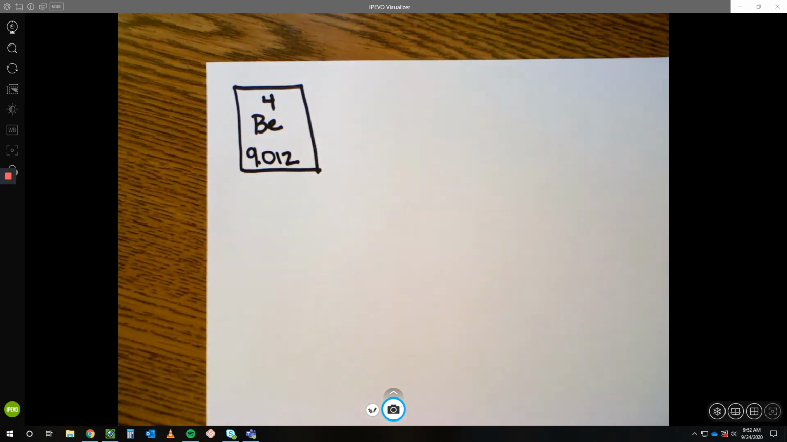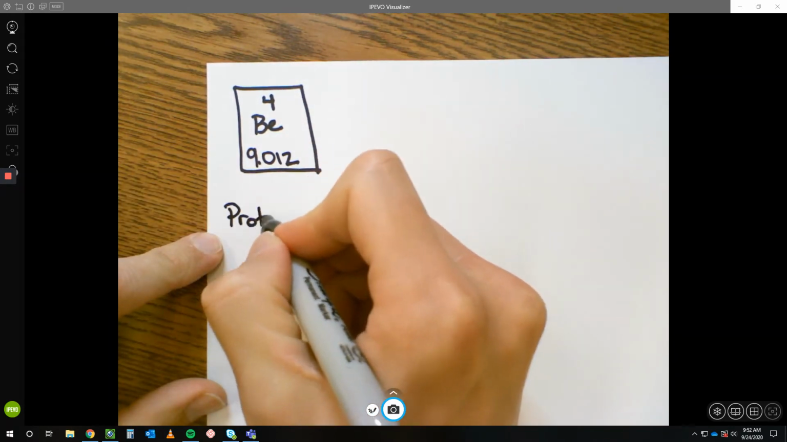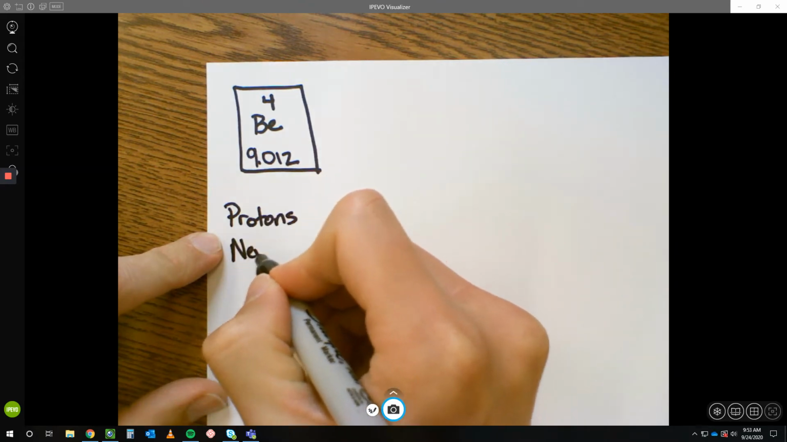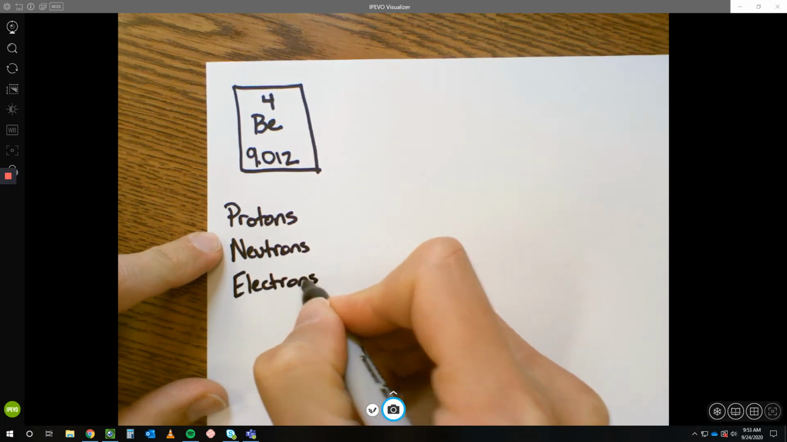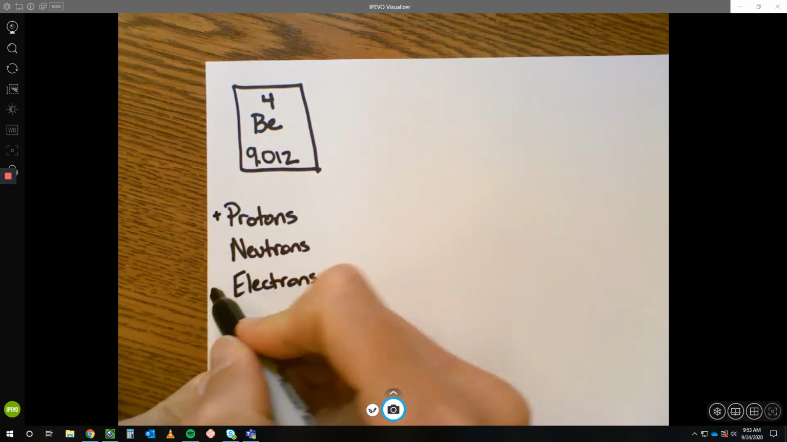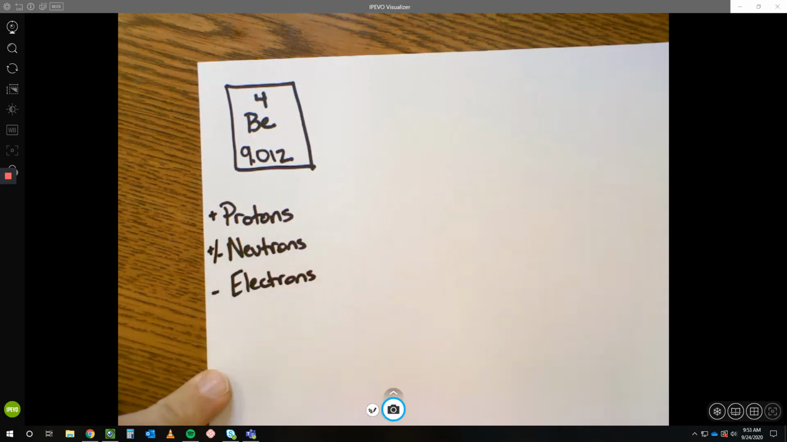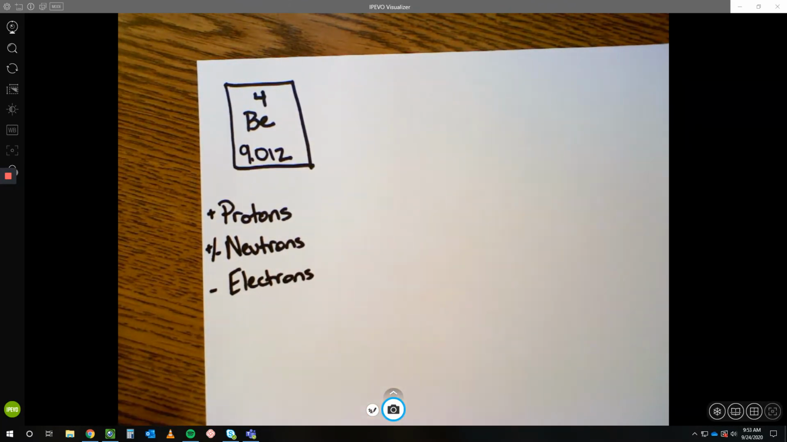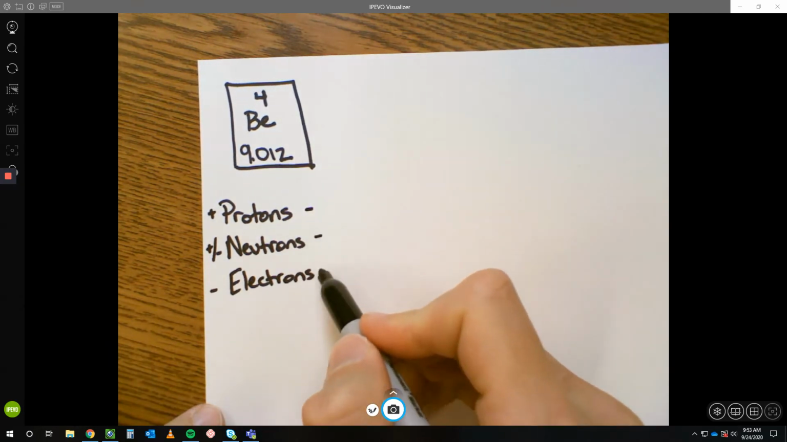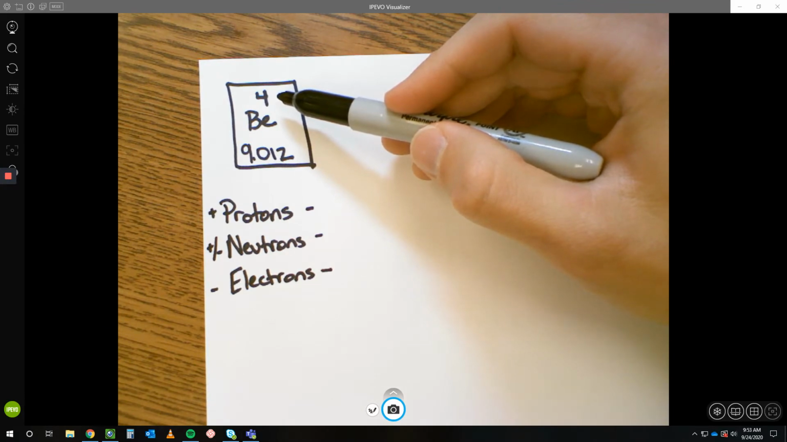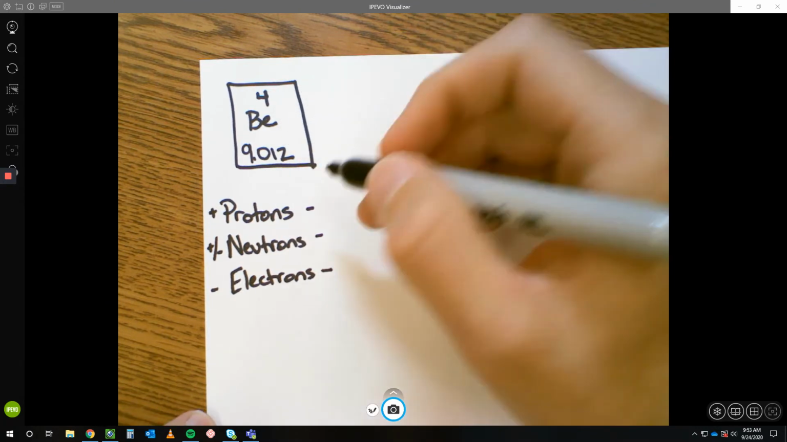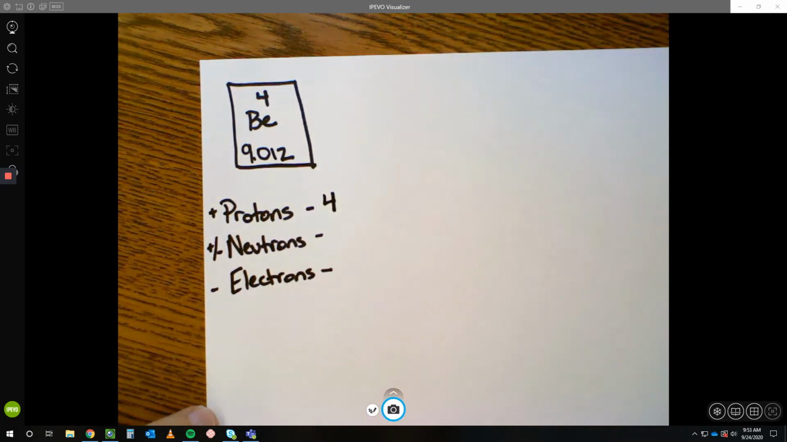Now, we know in each atom there are going to be protons, neutrons, and electrons. Remembering that protons are positive, electrons are negative, and neutrons are neutral. They balance out to no charge. So in here, the number up top is the most important number on the periodic table. That is called the atomic number, and the atomic number is always equal to the number of protons. So there are 4 protons in each beryllium atom.